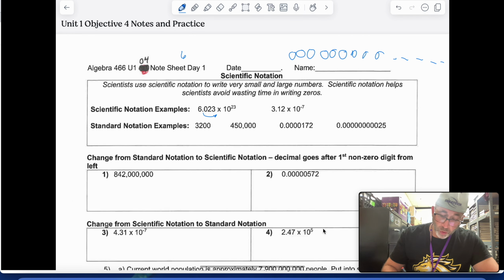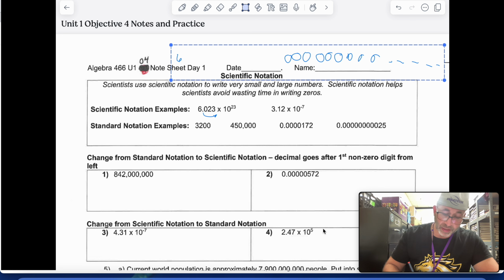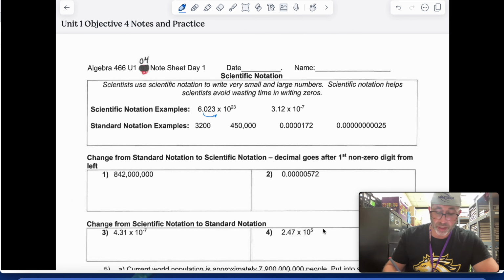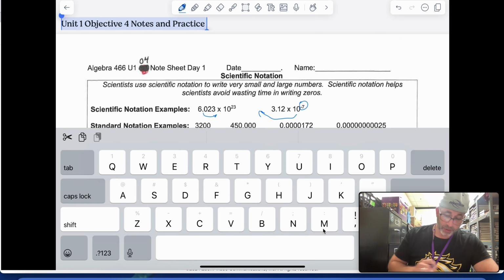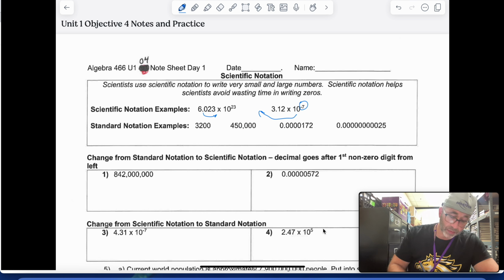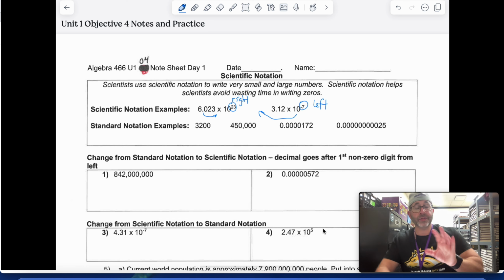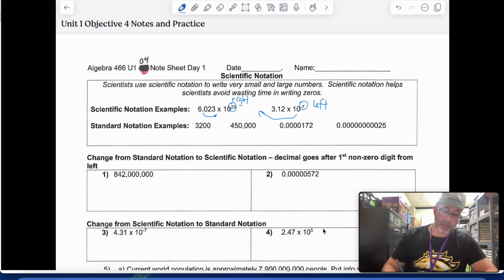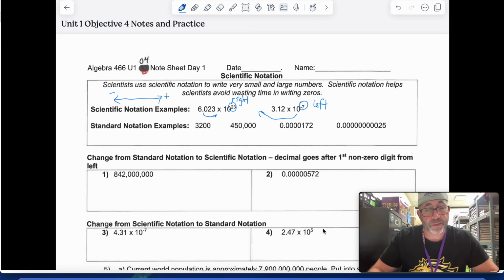Okay. In the second case, let's talk about a negative exponent. A negative exponent says that it's going to go to the left. So if we have a negative exponent, it's going to move left, and if we have a positive exponent, it's going to move right. Think about it like the number line: positives always move to the right, and negatives always move left. So again, positive to the right, negative to the left.